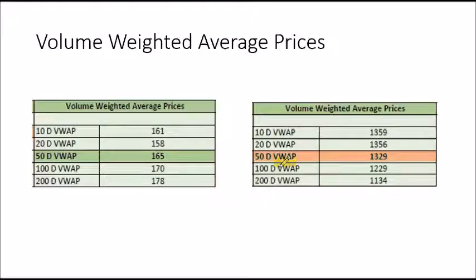VWAP, volume weighted average price. These are better than simple average prices because they take the volume into consideration also. So whenever the stock closes above any VWAP, it will indicate a green signal, like a green highlight. And whenever the stock closes below the 50-day VWAP, it will show an orange highlight.